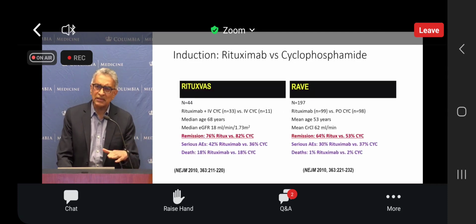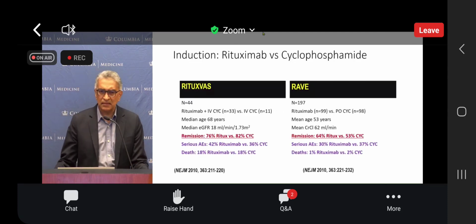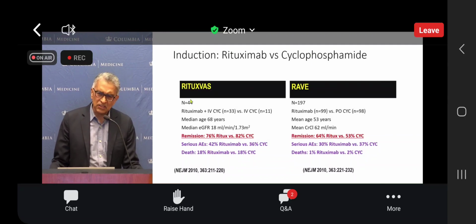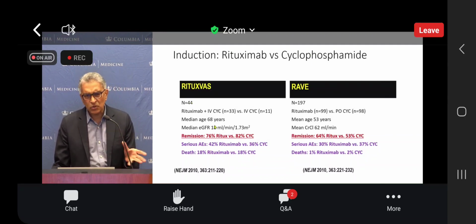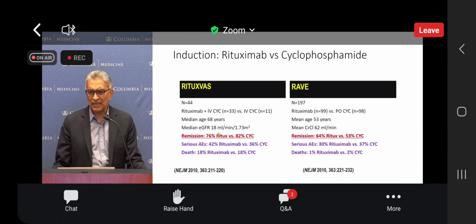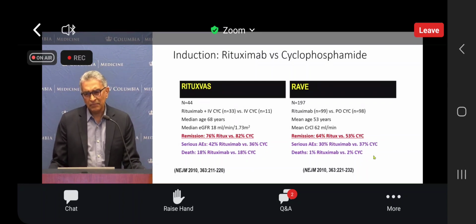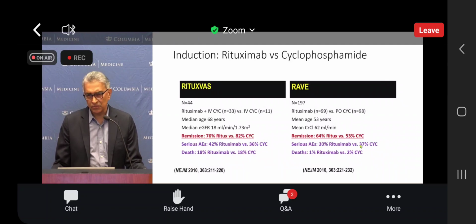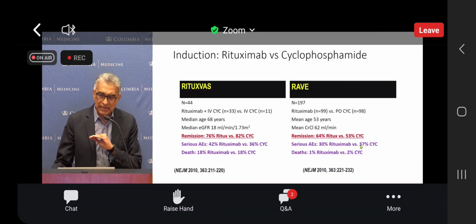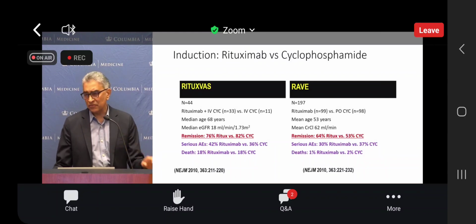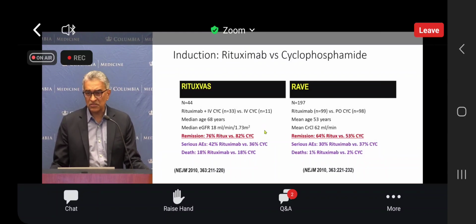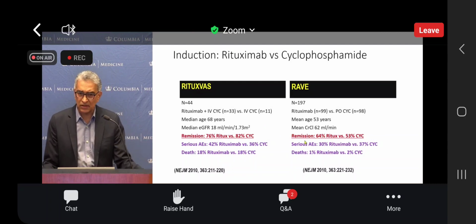We know about the RITUX-VAS and the RAVE trials, and the RITUX-VAS was a small trial. The patients were much sicker. You can see the GFR was 18. And what is notable is that the remission rate was not 100%. So about two-thirds to approximately half the patients went into a BVAS of 0, which is remission. So it's not by any means a uniformly effective drug, in combination with steroids or in combination with cyclophosphamide.